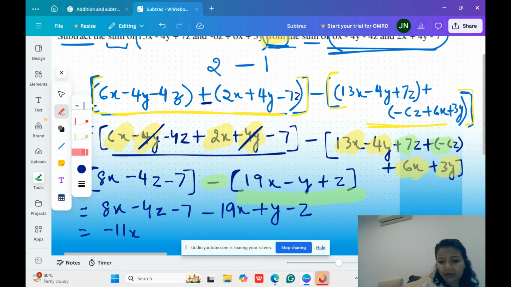We do not have a y. See, I'll just highlight whatever I'm solving. This I have solved. Let me write down the z. So negative 4, negative 1 is equal to negative 5z. Now I'm left with negative 7 and plus y. This is what I got. I know it's very long, but you have to go step by step.